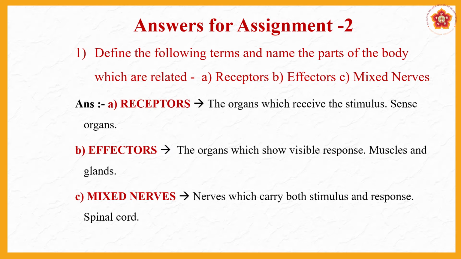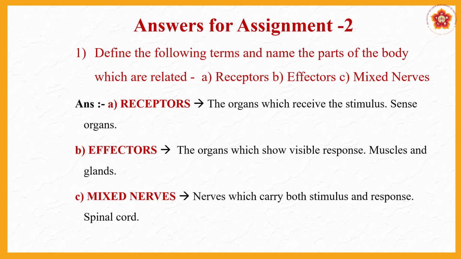Define the following terms and name the part of the body which are related. Receptors, the organs which receive the stimulus. In the body, there are sense organs, and 5 sense organs: eyes, ears, nose, tongue, and skin. Effectors, the organs which show the visible response to the stimulations. They are nothing but the muscles and glands.